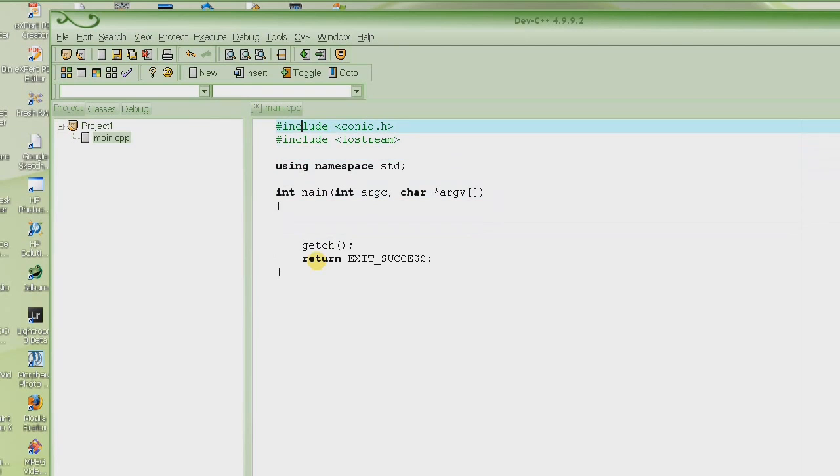So for now we will ignore all these lines that are written on this screen, just because we don't have the knowledge at this point to understand what they mean. So we'll just simply ignore them.